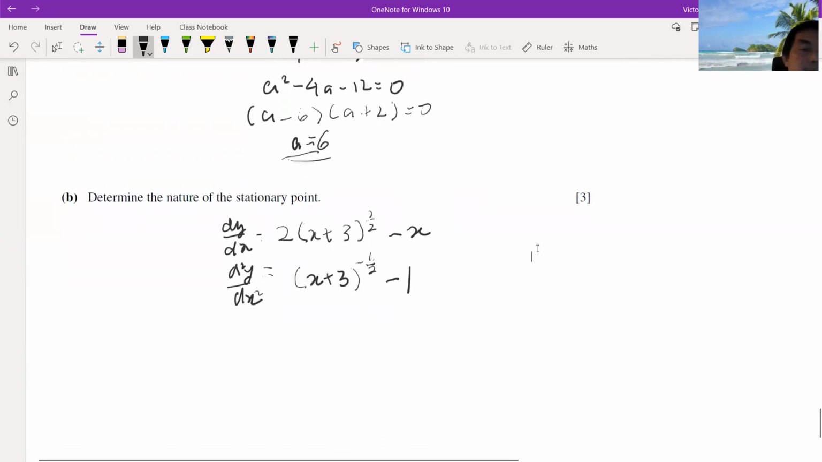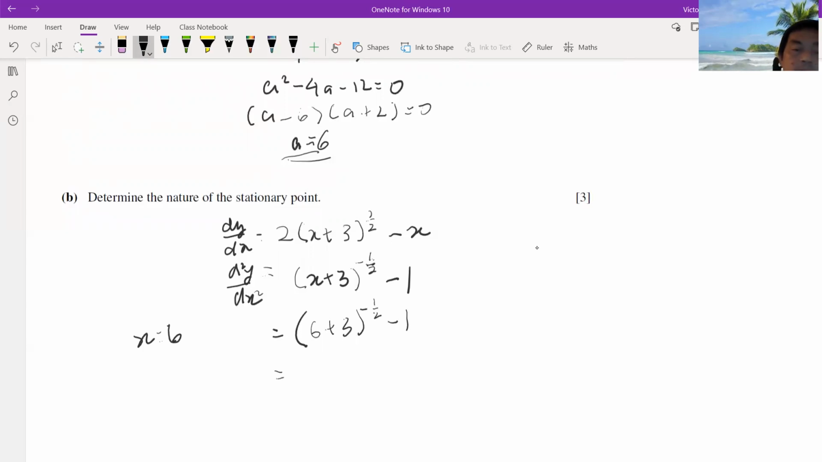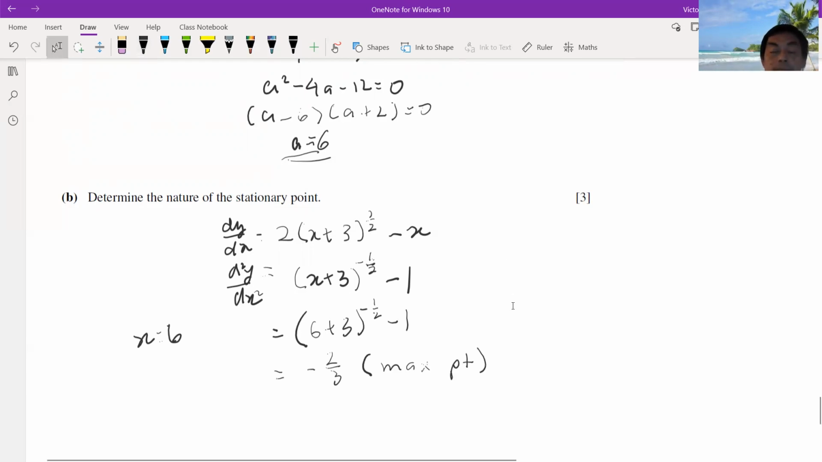So A is 6, so x is 6. This will equal (6 plus 3) to the power minus half, minus 1, which gives you minus 2 over 3, which is negative, and this point is a maximum. Okay, we are nearly at the end.